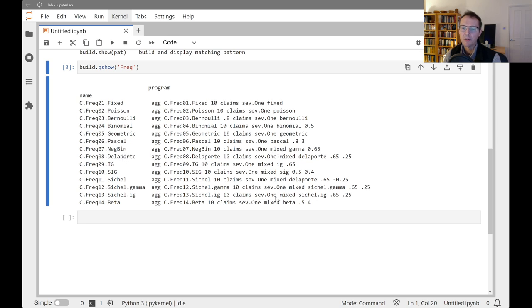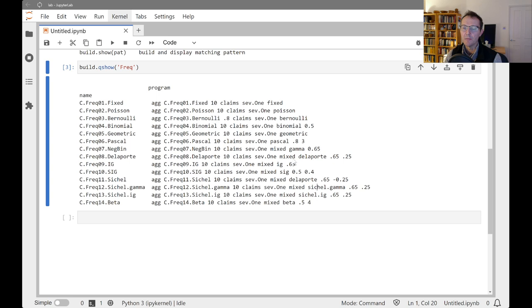There's a number of mixed distributions. So the negative binomial that I'm sure we'll know about is in fact a gamma mixed Poisson distribution. And the way you specify that is that you include here mixed gamma, and then you give the parameter 0.65 as the coefficient of variation of the gamma distribution. So a number of studies estimate what the coefficient of variation of different lines of businesses is, and they express it in terms of CV. So it's convenient to be able to put the answer in terms of a CV.